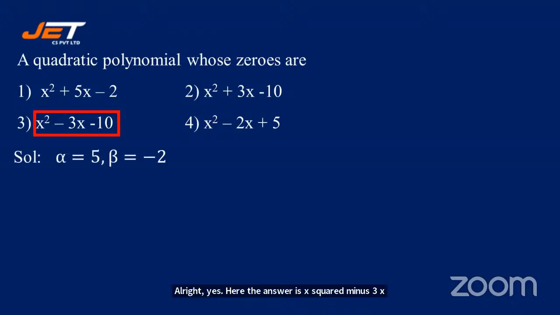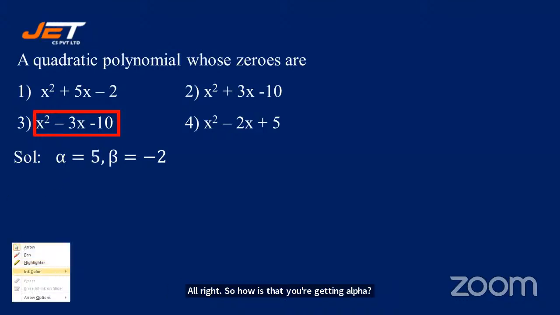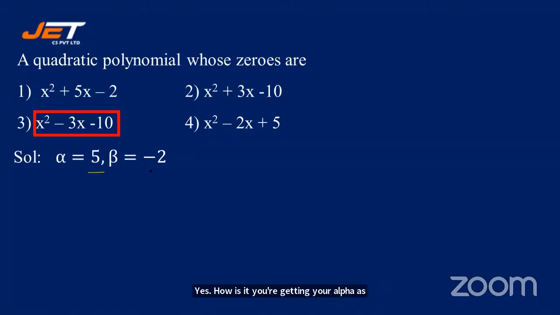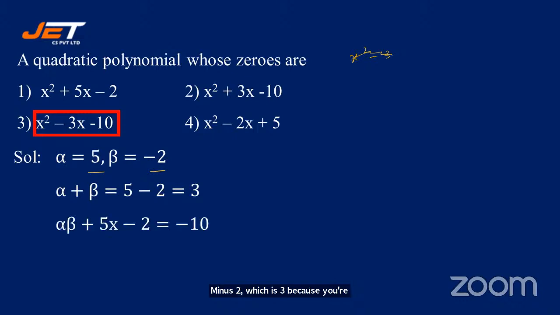So here we are taking alpha is equal to 5 and beta is equal to minus 2. How are you getting alpha as 5 and beta as minus 2? You just have to factorize this equation, and if you factorize, you will get this. But the other way we are doing, let's assume alpha plus beta is equal to 5 minus 2, which is 3, because you're taking alpha as 5 and beta as minus 2. And alpha beta, you're getting it as minus 10.